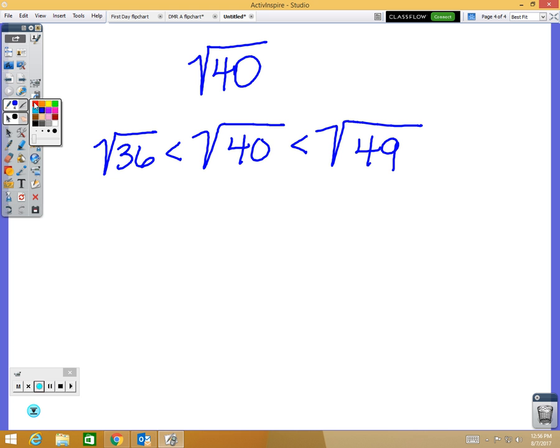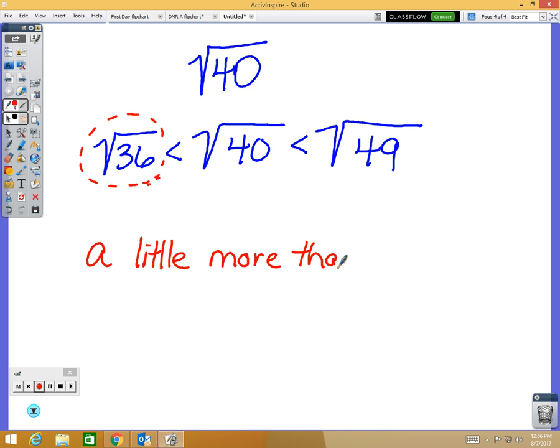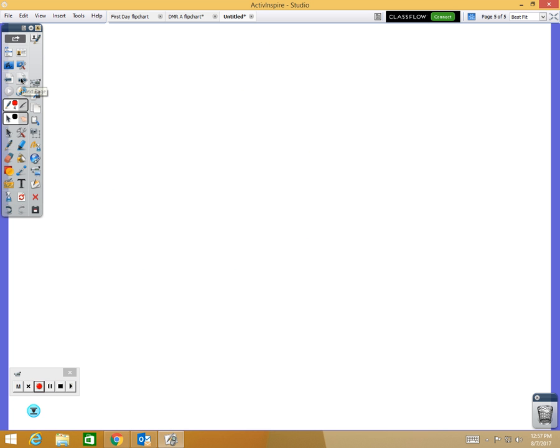Which one is it closer to? It's closer to the 36. It's only 4 away from 36, whereas it's 9 away from the 49. The square root of 36 equals what? 6. So we can say that it's a little bit more than 6. Okay? I won't erase it. Is it making more sense now?